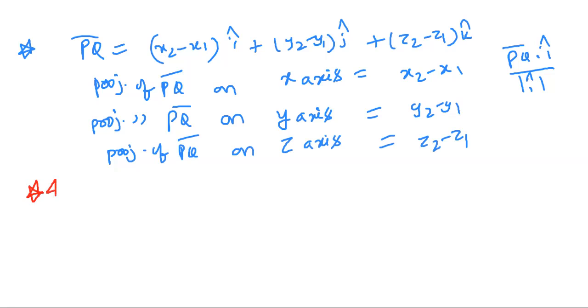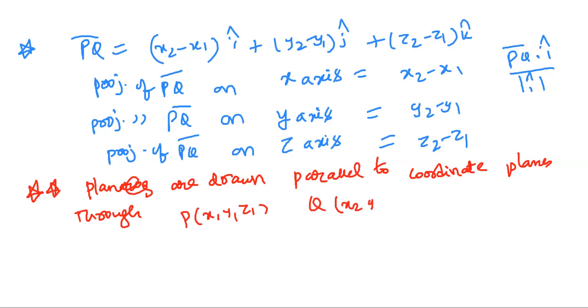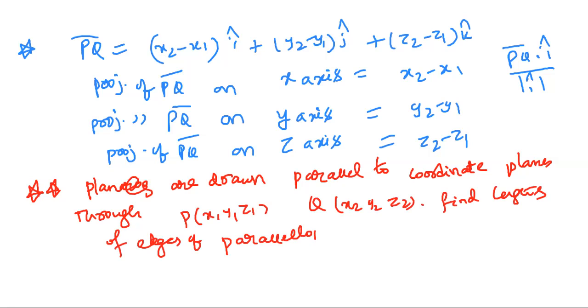So based on this one simple question you can ask: planes are drawn parallel to coordinate planes through the points P x1 y1 z1 and Q x2 y2 z2. Find the length of edges of the parallelopiped so formed.